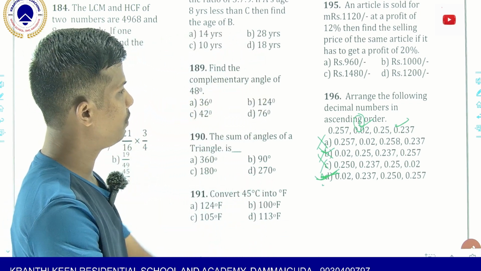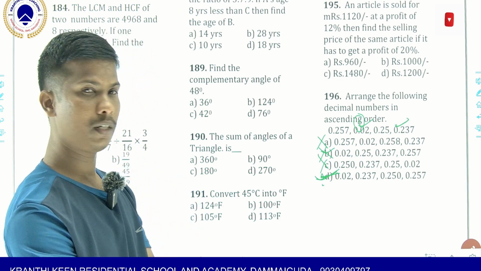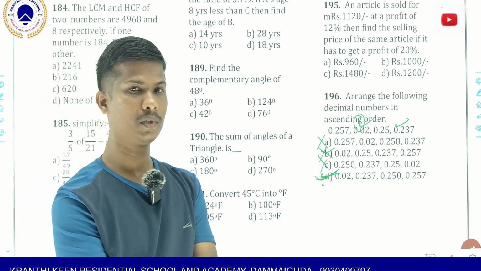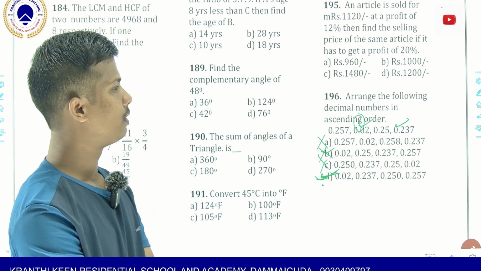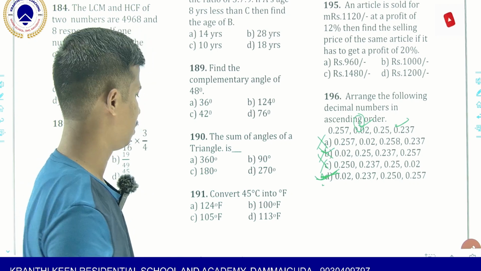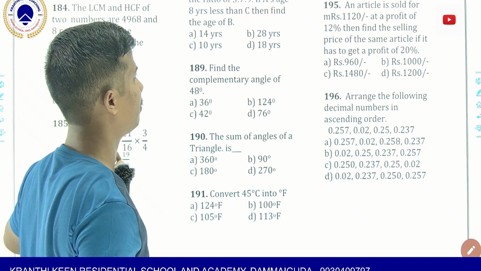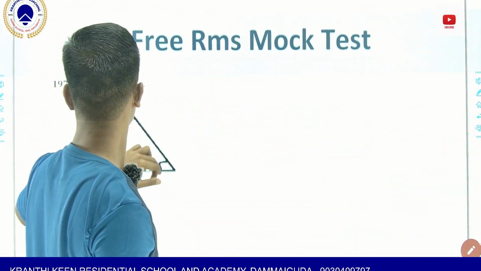That means if you arrange the given decimals in ascending order, what do you get? You get 0.02, 0.237, 0.250, 0.257. Okay, this is just a simple question. You can solve it easily.